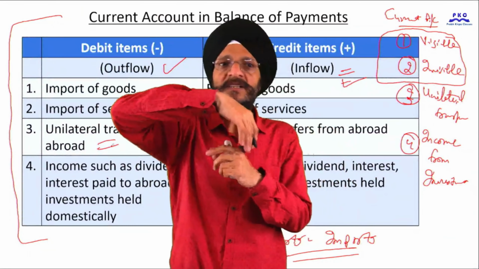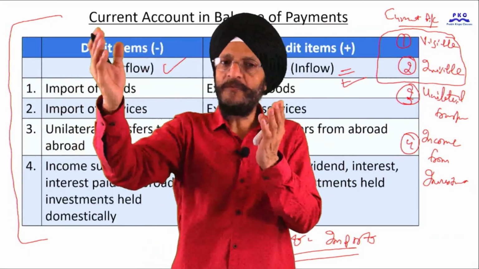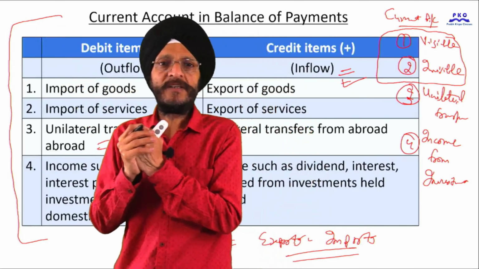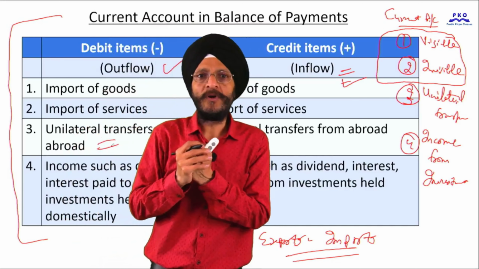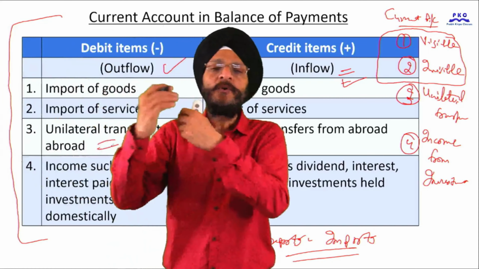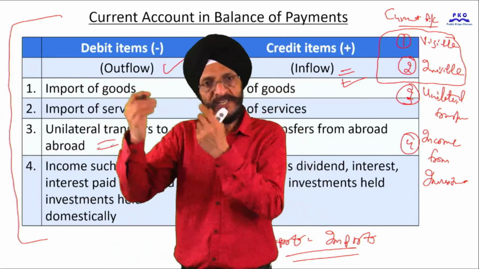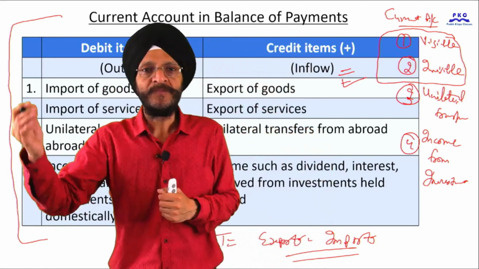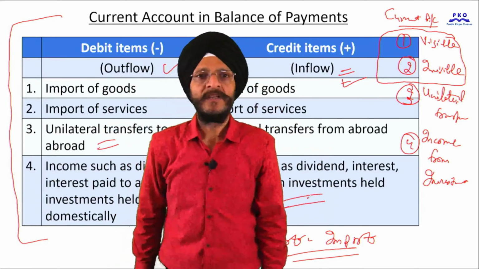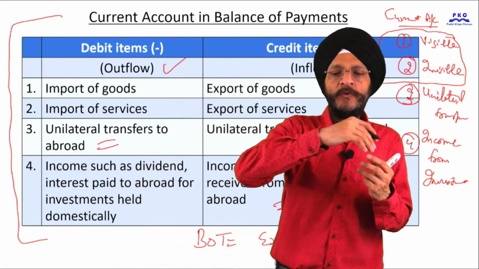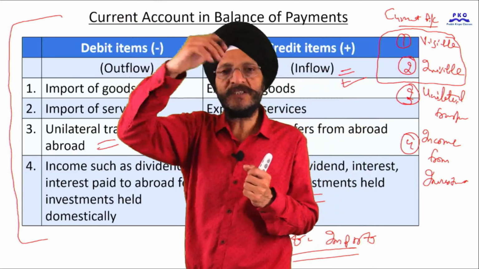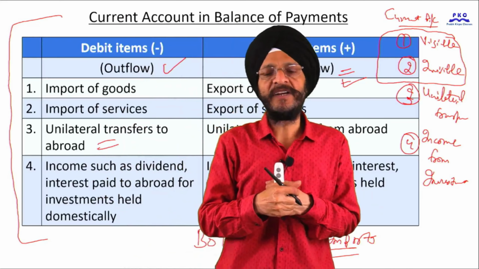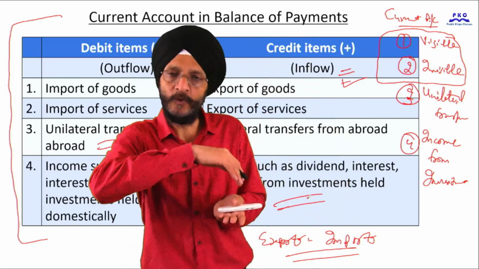If we give, it is unilateral transfer. When we give unilateral transfers, there is outflow. When we receive unilateral transfers from abroad, it is recorded on the credit side because foreign exchange comes into our country. When we receive income on investments in the shape of dividend, interest, etc., there is inflow, so they are recorded on credit side. And if we make payments or the foreigners receive payments for their investments in the shape of interest, dividend, profit, then it is recorded on debit side because there is outflow.